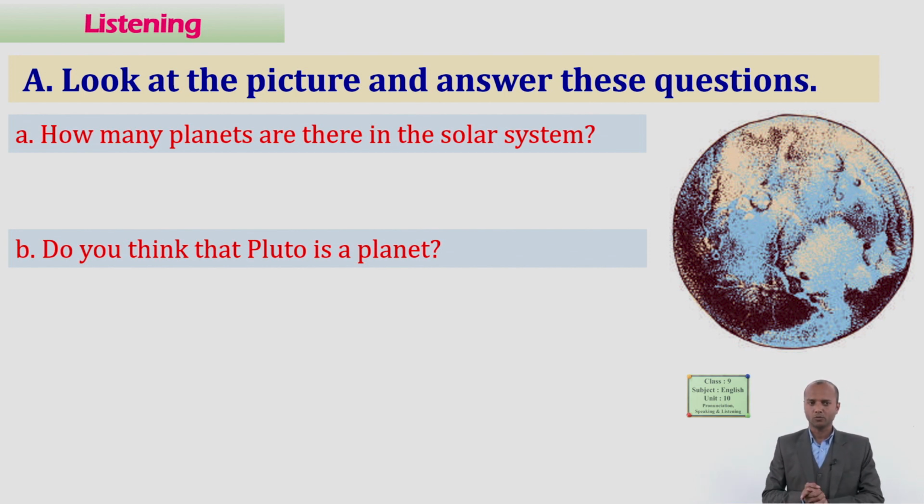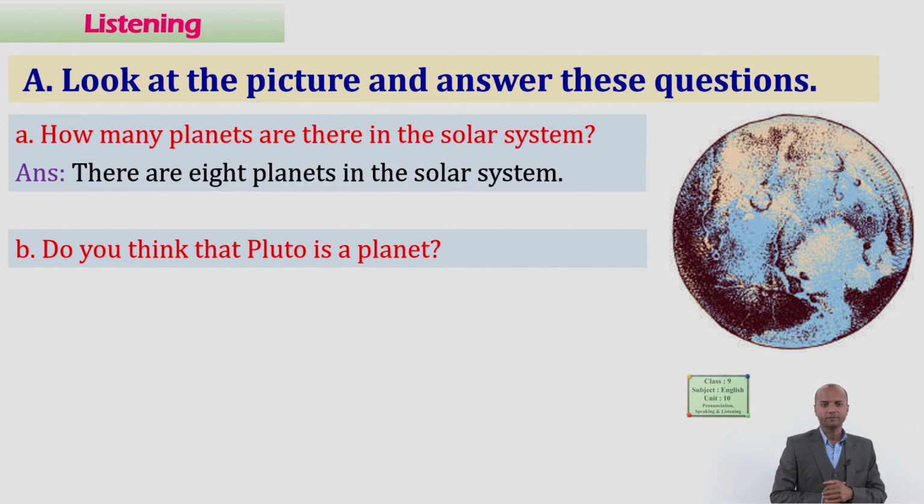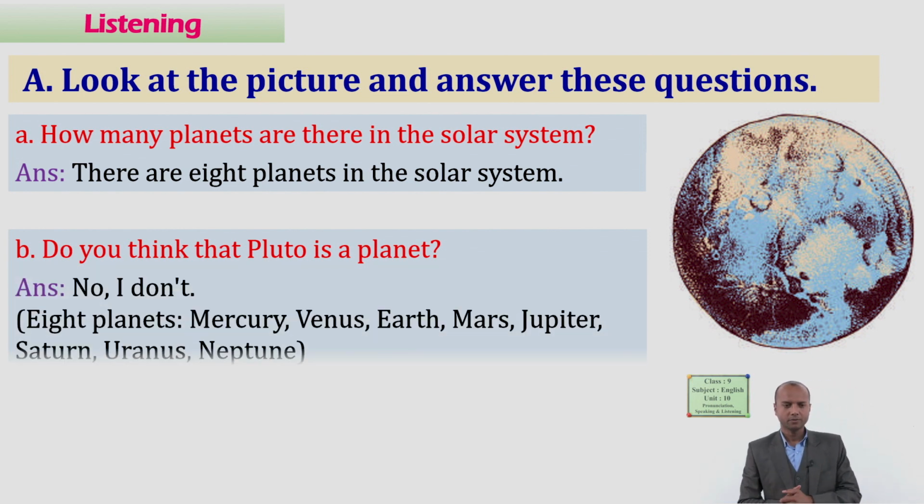What do you think about the first one? How many planets are there in the solar system? Very good. There are 8 planets. Wonderful job, dear students. And do you think that Pluto is a planet? No, very good. It's not. So the 8 planets are Mercury, Venus, Earth, Mars, Jupiter, Saturn, Uranus, and Neptune.